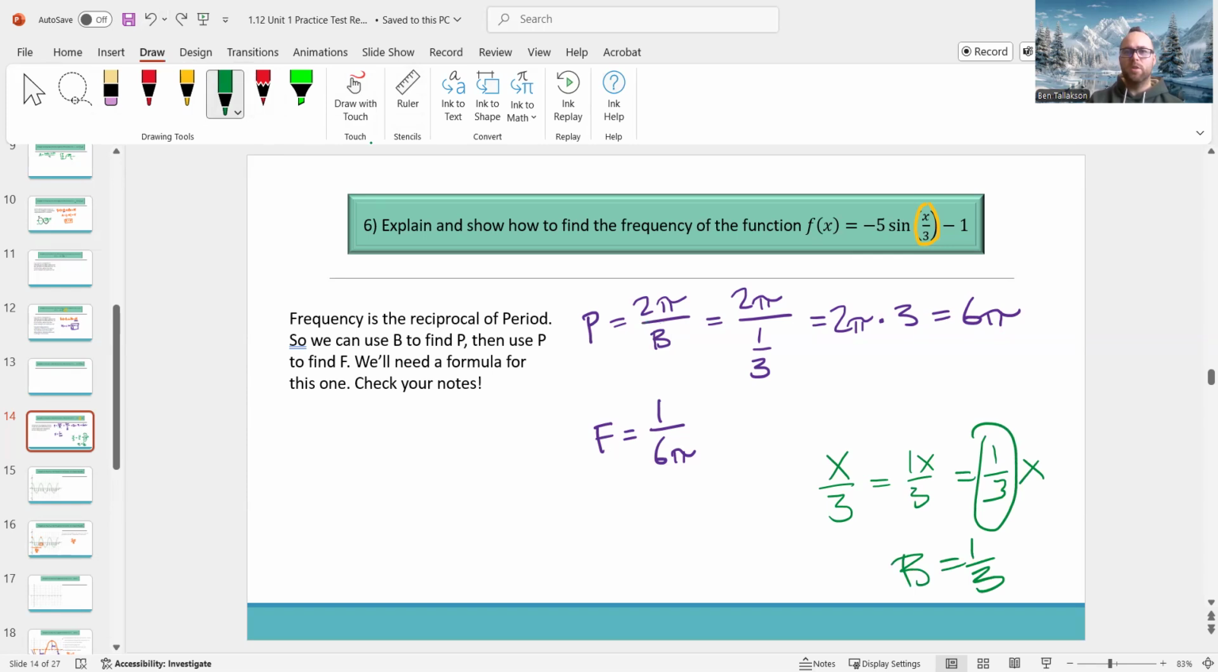So we plug in 1/3. We have a complex fraction here, so we want to keep, change, flip to get the period. And as always, frequency is the reciprocal of period. So if period is 6 pi over 1, frequency is 1 over 6 pi. So your answer, they want to know the frequency. There it is.